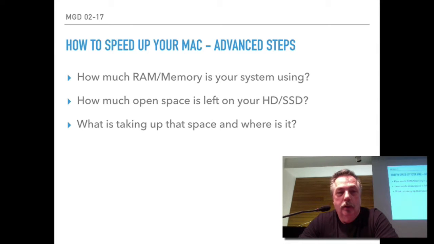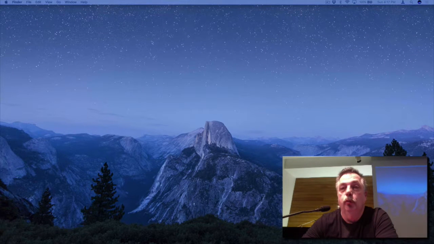Next, what is taking up that space and where is it? A lot of people go to About This Mac, they go under Storage, and they see a big yellow area called Other. And they're wondering, what is Other? Other is a lot of things. For the most part, I personally like to check iTunes, and let me go there to show you what I mean.